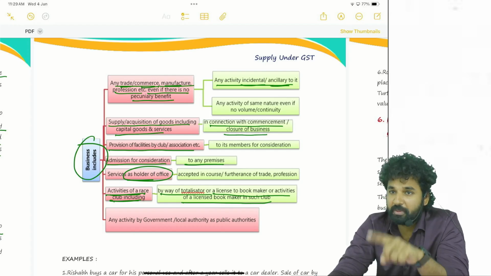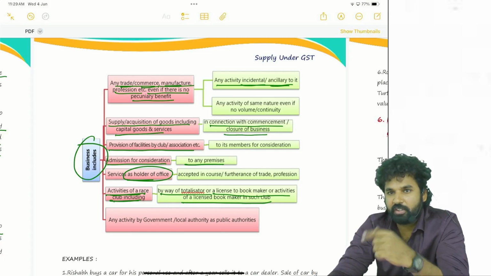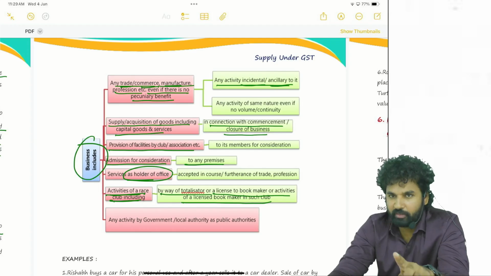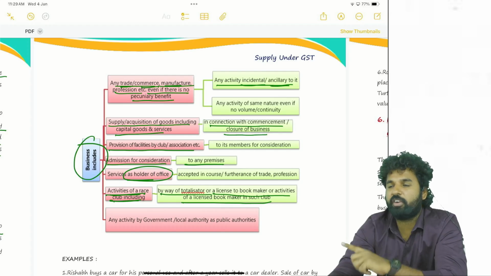So it is a business. It is offering some service, for consideration. It is a service, there is consideration, it is a business. That means it is a supply. Whether it will attract GST or not, it is an exempted supply. That's why it will not attract GST.